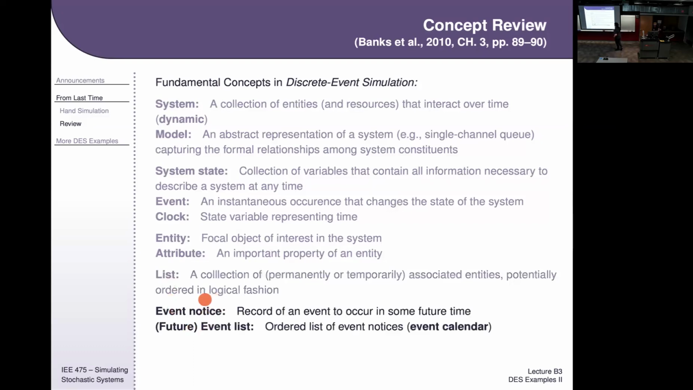And then event notices. So there's a very special type of list in our system, the future event list, which is also known as the event calendar, or sometimes just the schedule. And in it is a list of these records we call event notices, which tell us what is about to happen in the future, what type of event it is, and any supporting information about that particular event.